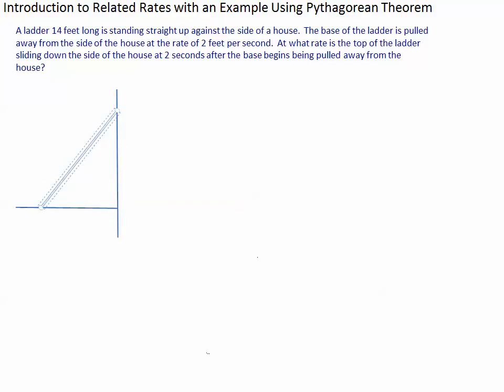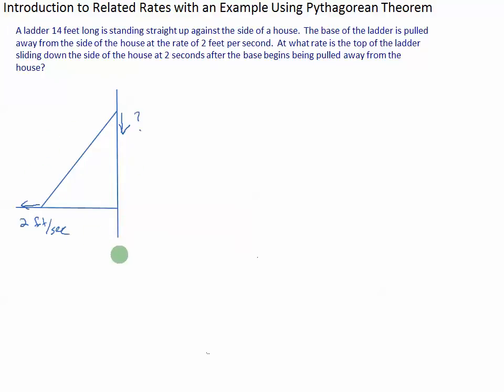And the idea is that the ladder is sliding down the house because we're pulling the base of the ladder this way at 2 feet per second. So the interesting thing is this rate at which the base of the ladder is being pulled is not necessarily the same rate as the top of the ladder sliding down the side of the house, and this is what we need to figure out.